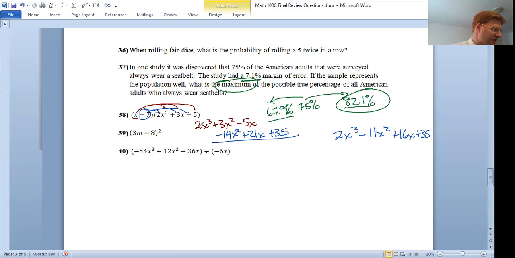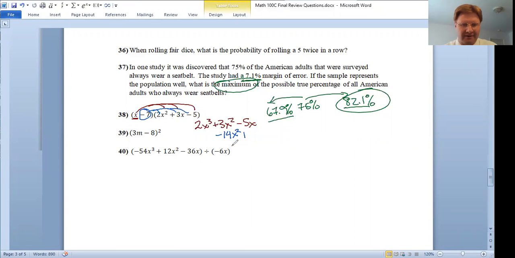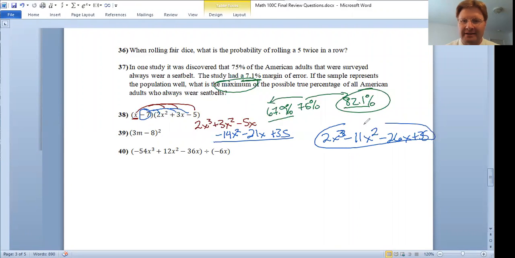Yeah, that's good. Let me double check and see if that's what I got the last time too. Oh, I missed one. Let me go back. Right there. I did miss one. -7 times +3 is a -21x plus 35. Okay, so now when we write the answer, 2x cubed minus 11x squared minus 26x plus 35. All right, now I matched the answer that I sent you, and that is correct.